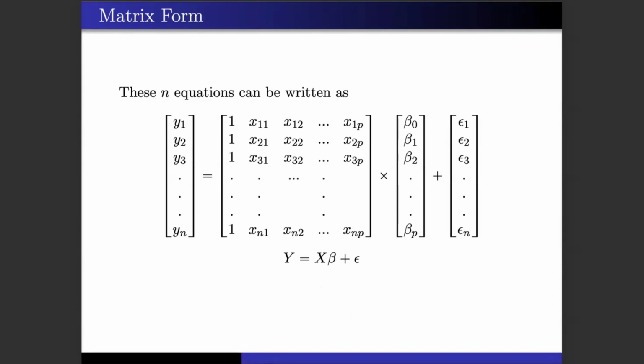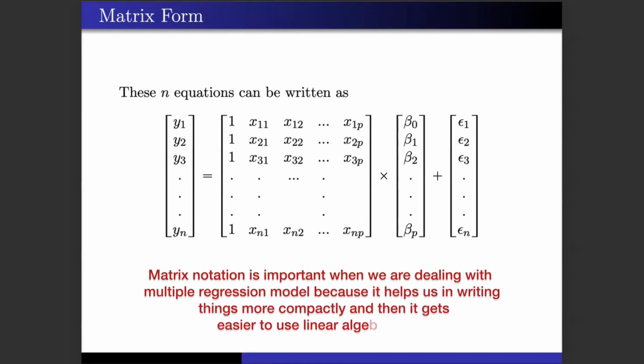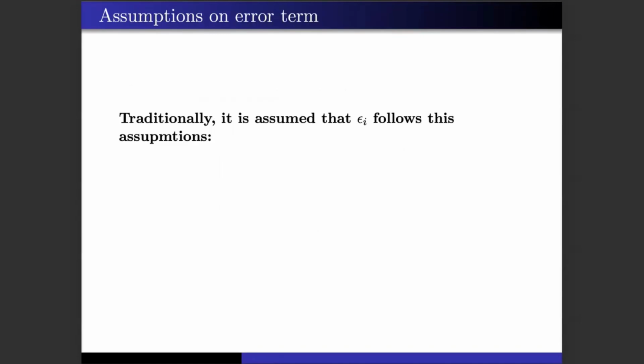Whenever we deal with the multiple linear regression model, we will usually write things in matrix form because matrix notation helps us write things more compactly and also take advantage of linear algebra tools to compute estimates and analyze variance.